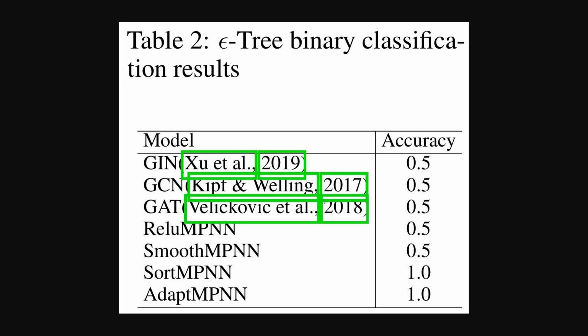Okay, so this table then tests these ideas on a really tricky task, epsilon tree binary classification. These epsilon trees are special graphs designed to be hard for typical message-passing neural networks to tell apart, even though a standard graph comparison method, the Weisweiler-Lehmann test, can distinguish them. And look, established models like GIN, GCN, GAT, and even the ReLU MPNN and smooth MPNN, they all get an accuracy of 0.5, which is basically random guessing. But the sort MPNN and adapt MPNN achieve perfect accuracy, 1.0. This really drives home how important that better separation quality is.